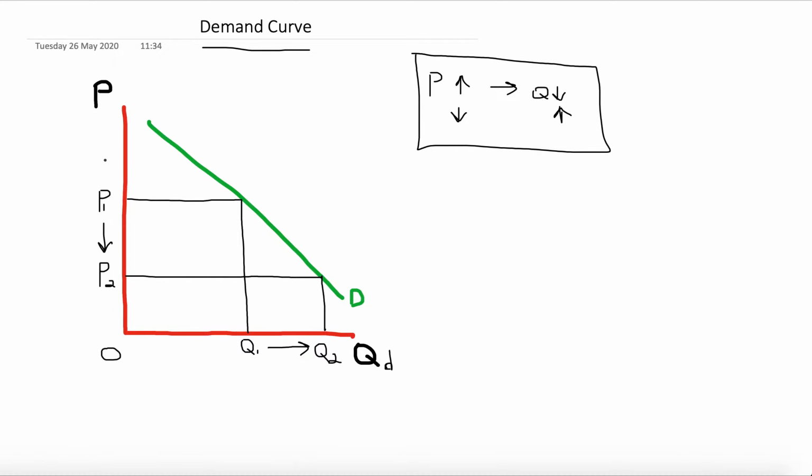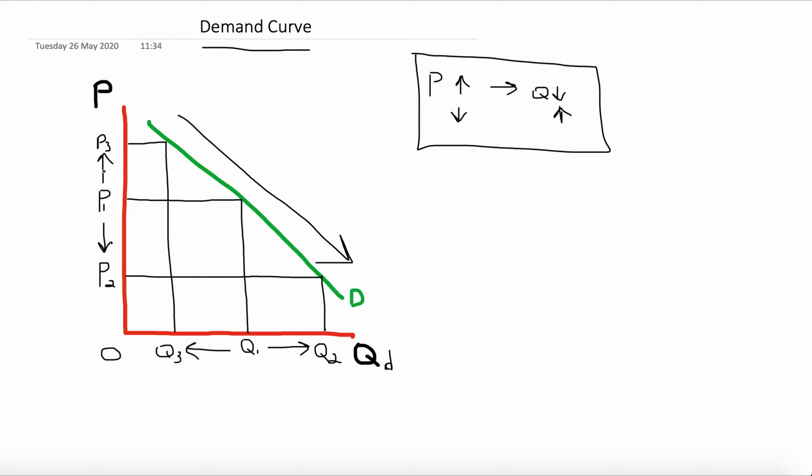We could do something similar where if we increase the price here to P3, I'm running out of space, then we come across, we hit our demand curve and we come down, and again our quantity has decreased. So if our price goes up, our quantity demanded goes down. If our price goes down, the quantity demanded goes up. And that's the reason for our downward sloping demand curve.